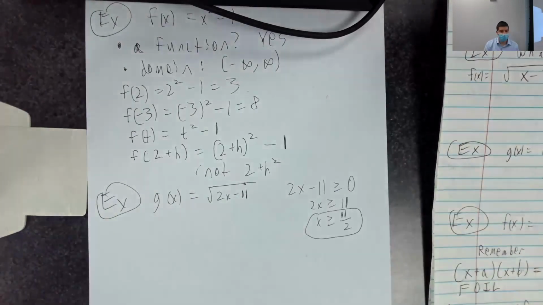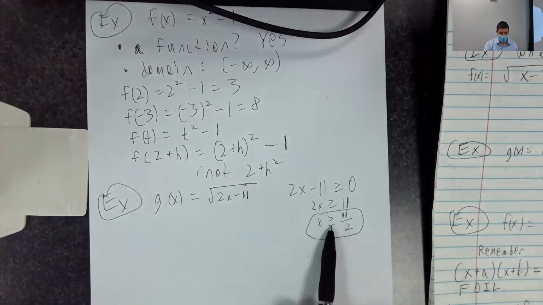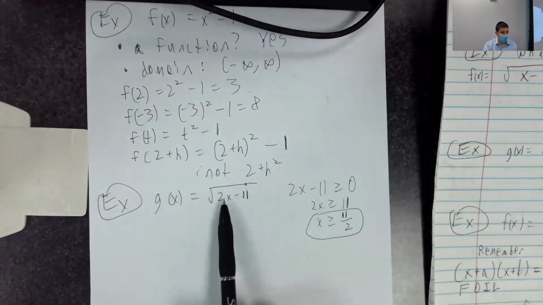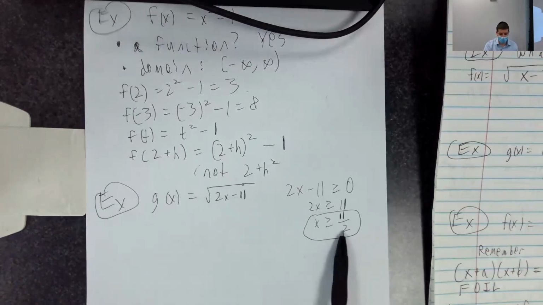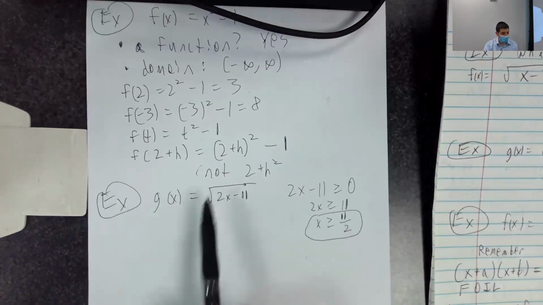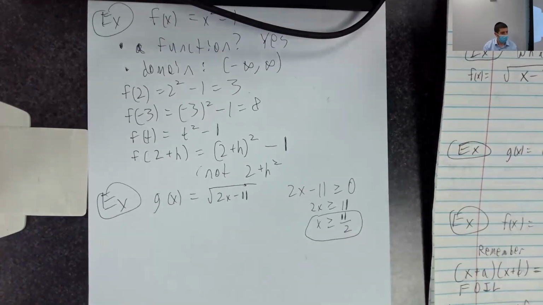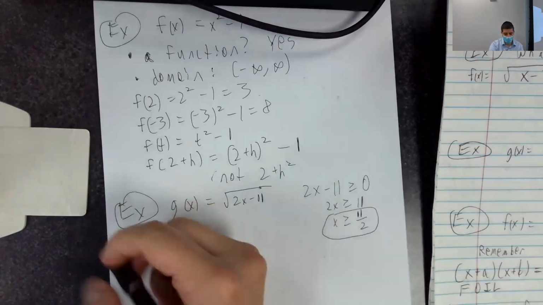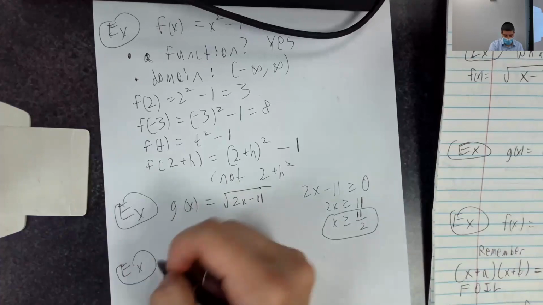That's the domain. Does that make sense, guys? Right, that'll make sure x is greater than or equal to 11 over 2, just try it. It'll prevent you from taking the radical of a negative. Pick a number like 20, and then you won't have the radical of a negative. Okay, so that's how you're going to do it. Okay. Let's try another one.